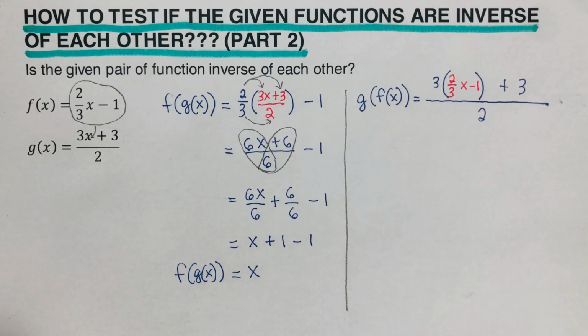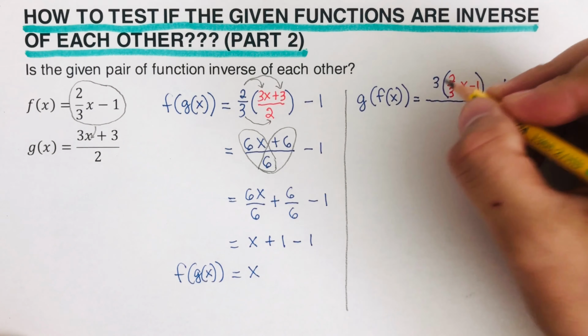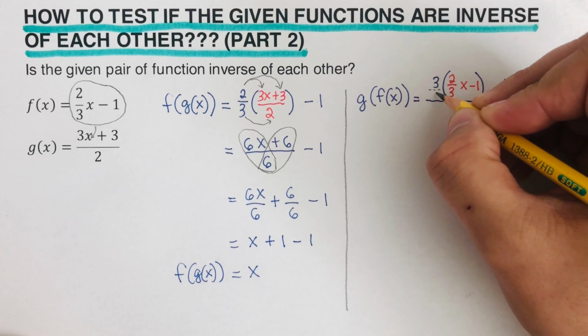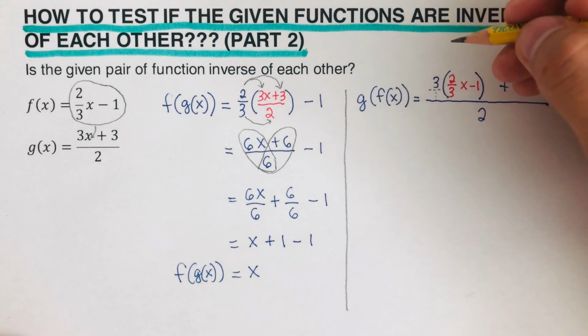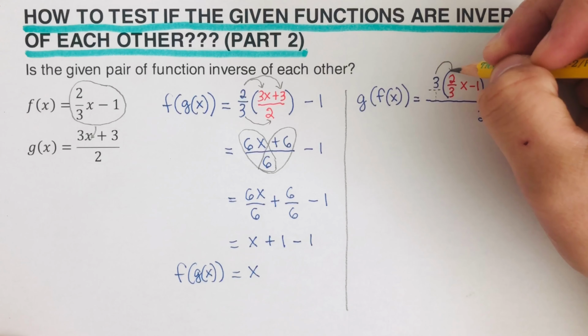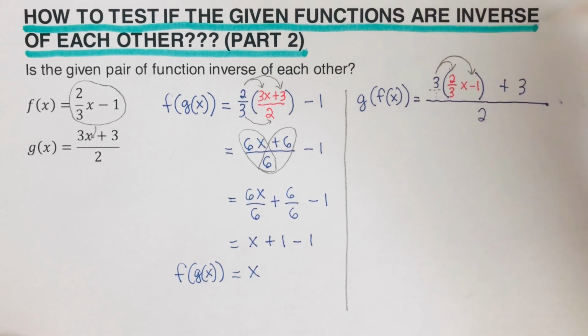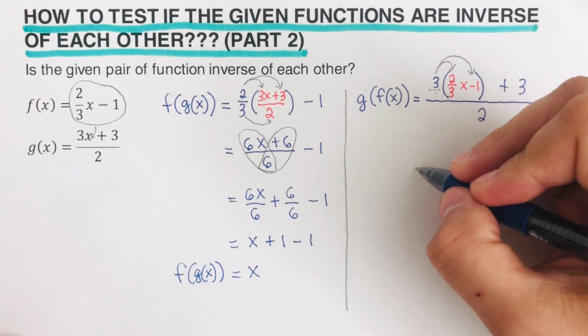So then we go ahead and simplify this. We remember that this one has an invisible denominator of 1. So then we can distribute this 3 into the terms inside the parentheses. So then our equation would come out.